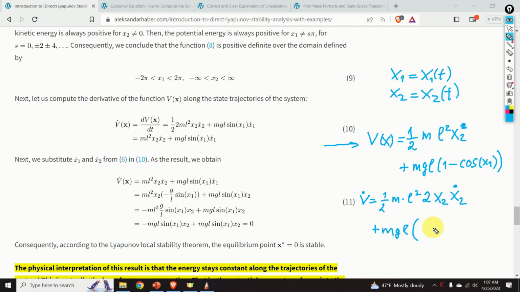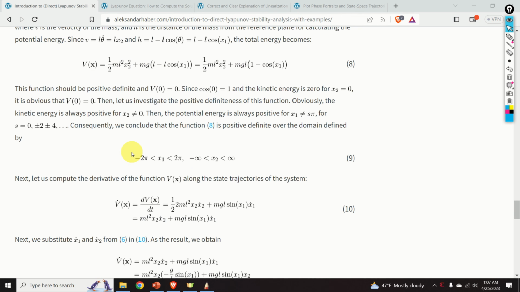And then over here we have the derivative of cosine of x1. Actually, we have a minus sign over here. So the derivative of cosine is minus sine x1 multiplying x1 dot, since we know that x1 is actually a function of time. And as the result, we obtain this expression over here.